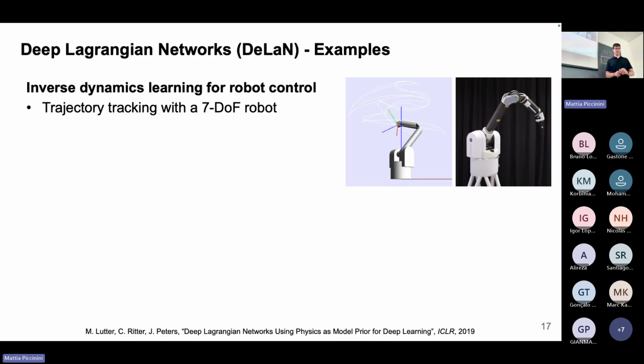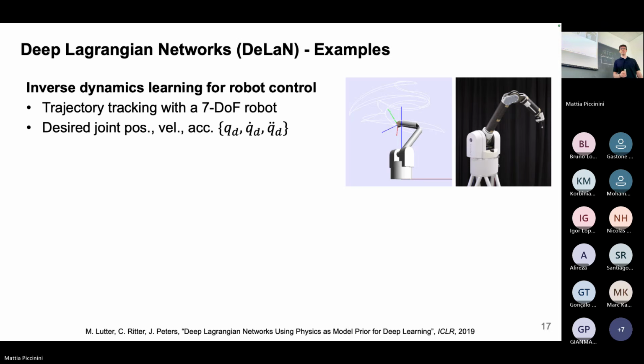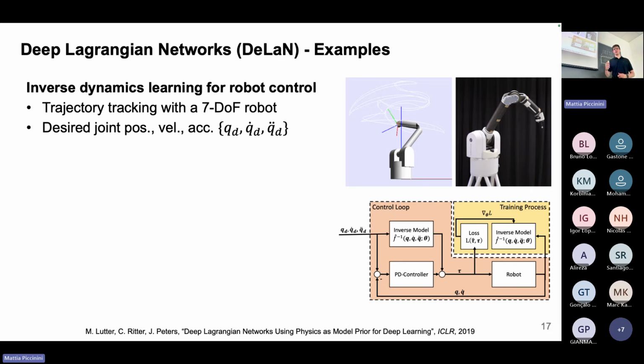If not, okay, this is the theory. This would be an example of deep Lagrangian networks, from the same authors. In this case, they wanted to control the inverse dynamics of a robot, a 7 degree of freedom manipulator. So they wanted to perform trajectory tracking. They had some desired joint positions, velocities, and accelerations, so some time trajectories to be tracked by the system. And they wanted to perform this task using deep Lagrangian networks.